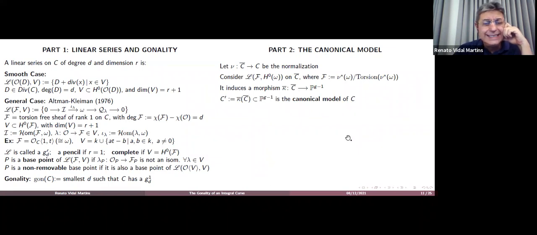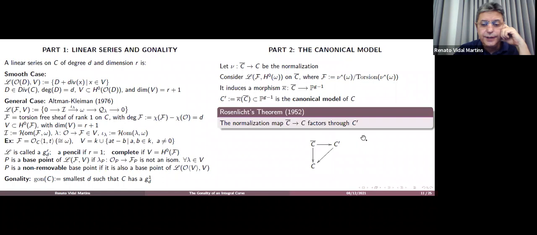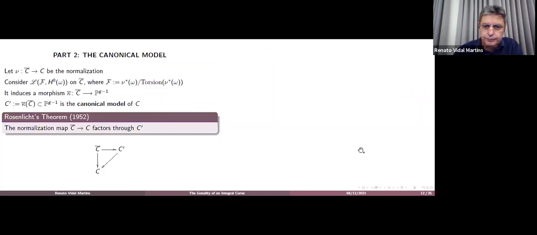So this is what plays the role of a canonical model, especially for a non-Gorenstein curve. And then there's this result by Rosenlicht, 1952. It's a crucial result: the normalization map C bar to C factors through C prime.